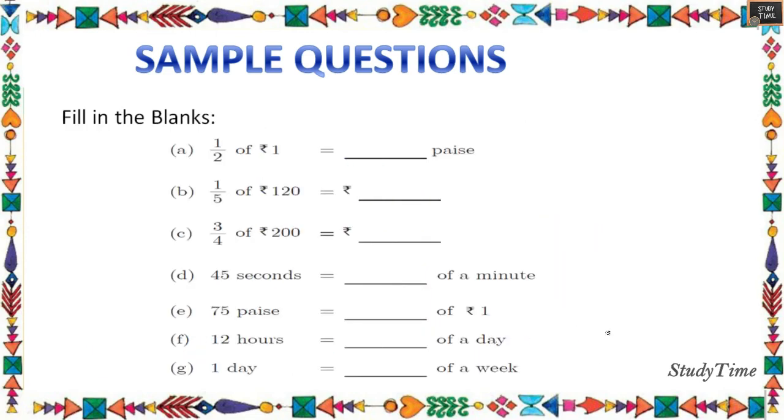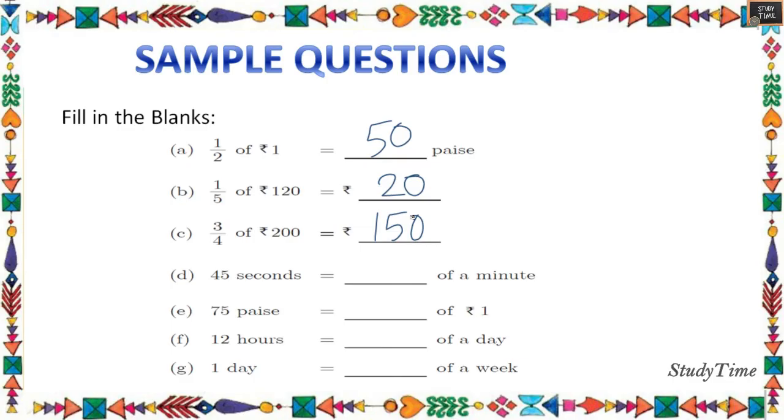These are the sample questions. Filling the blanks. Half of 1 rupee is 50 paise. 1 by 5 of 120 is rupees 20. 3 by 4 of 200 is rupees 150, because you divide into 50-50, and 3 parts of it is 150.